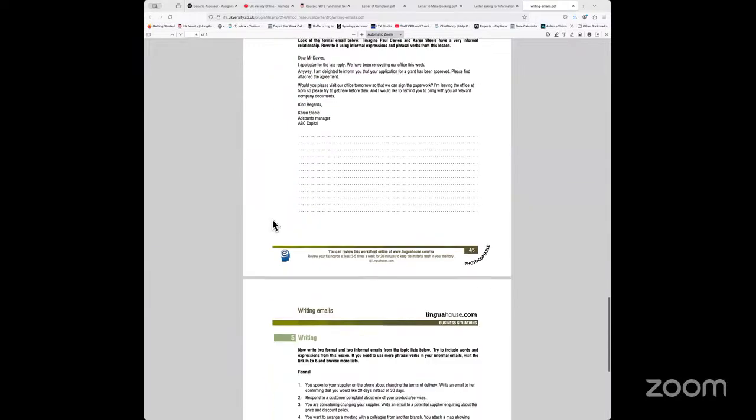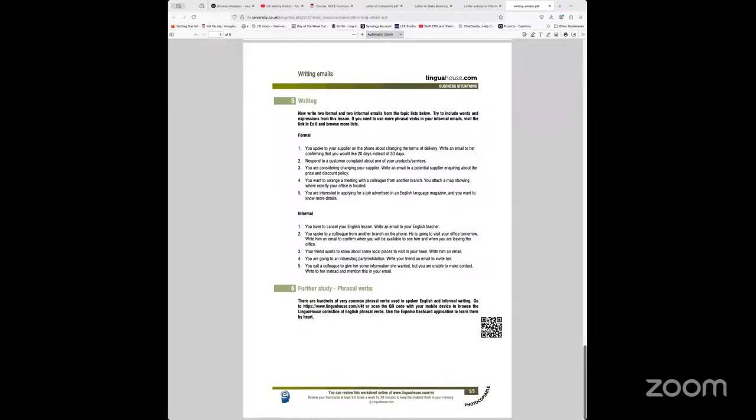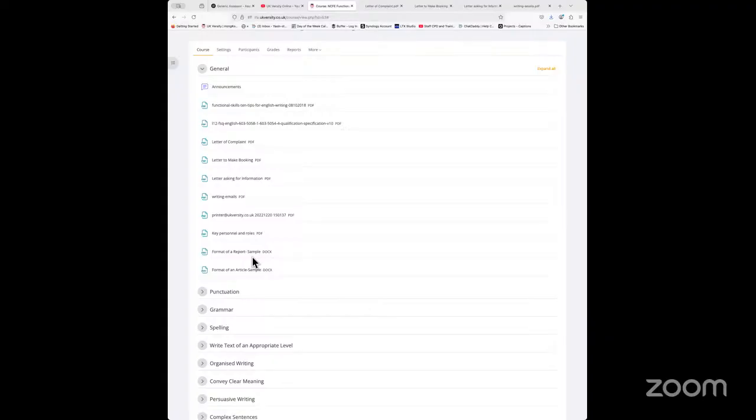The idea is to familiarize yourself visually with the formats. The reason we are not able to see a report and an article is because they are Word documents that we have provided. So when you click on them, they download on your PC or on your phone and open there.